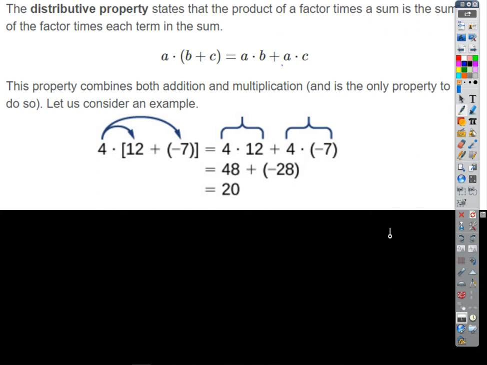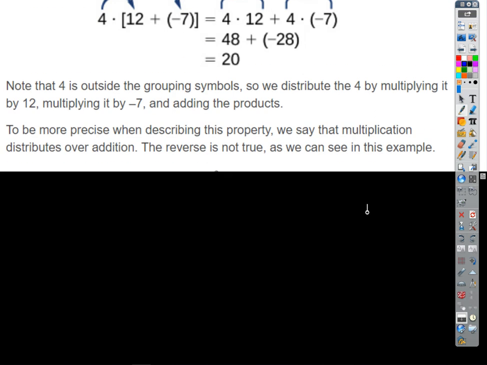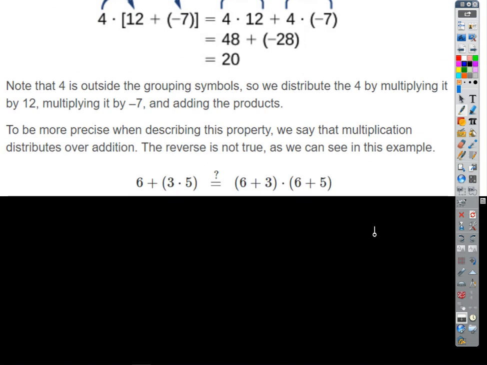Here's the one thing I want to point out, though. This is a common mistake. Sometimes people want to do the opposite. Okay, what about that? Does that work? If I have 6 plus 3 times 5, can I add 6 to both the 3 and the 5 and then multiply? Can't. How come? I get a different result that's wrong.